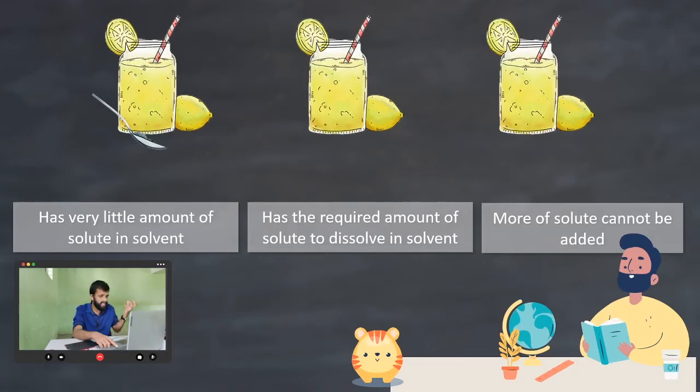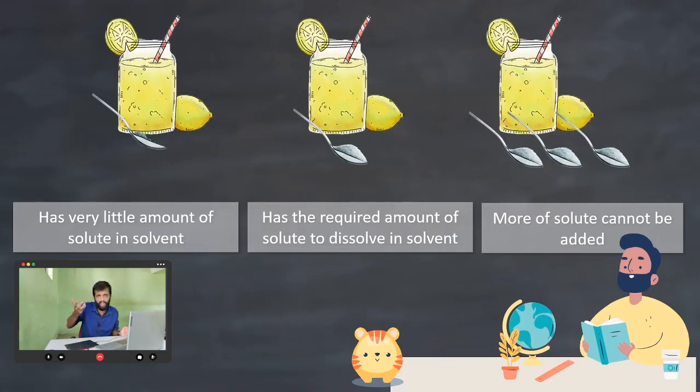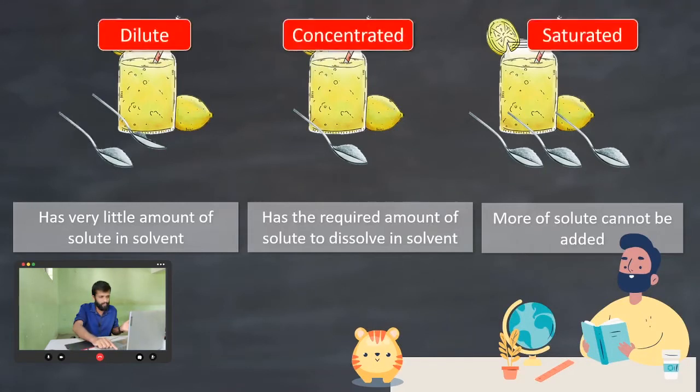So what will happen? It has a little amount of solute in the solvent. So I am adding a very little, a tiny few grains, you can say granules of sugar. In the second one, I am putting 1 tablespoon of sugar, and in the third one, I am putting 3 tablespoons of sugar. So definitely the third one will be the sweetest, and the second one will be slightly less sweet, and the first one will be not at all sweet, right?